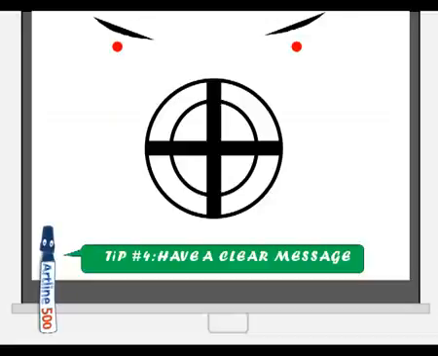Tip number 4. Have a clear message. Always have in mind the objectives of your presentation when preparing the material and during your delivery. State your goal at the beginning of your presentation and make a conclusion before the ending.